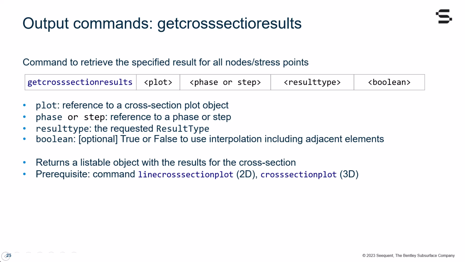The command name, getCrossSectionResults, the plot, which is a reference to a cross-section plot object, the reference to a phase or step, and the requested result type. Optionally, a boolean, being true or false, can be added to use interpolation, including adjacent elements for result smoothing. This command returns a listable object with the results for the cross-section.